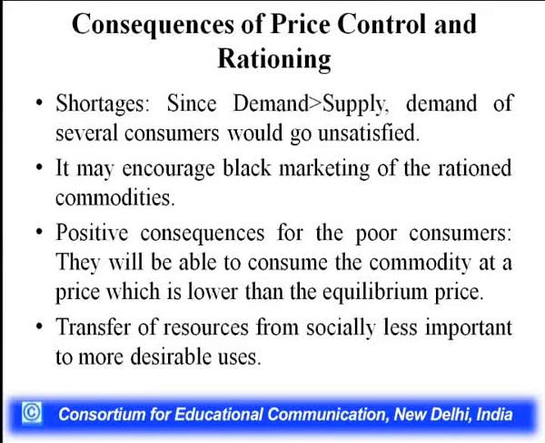The second important consequence is the emergence of black marketing. The price rationing may encourage black marketing of the rationed commodities. It may happen that some of the consumers, some of the individuals, may be willing to pay a higher price, and even at the higher price they would be willing to procure and consume that commodity. So, the suppliers, adopting spurious methods to sell the commodity in the market, may resort to black marketing of the commodity. So, this is another adverse consequence of the price control or price ceiling policy.